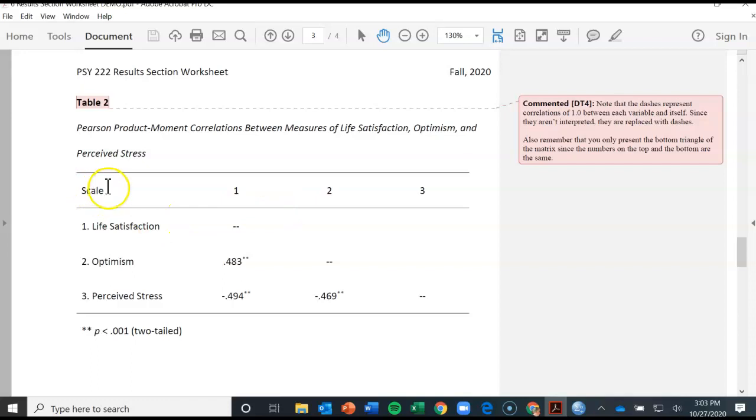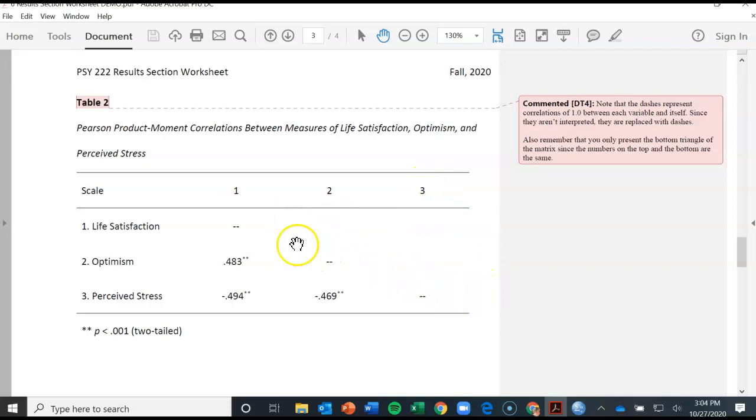Typically, what writers do is they have the name of the variable, or the scale in this case, numbered and in the left-hand column. So you have life satisfaction, optimism, and perceived stress. They're numbered so that you can do this. One is life satisfaction, two is optimism, three is perceived stress.